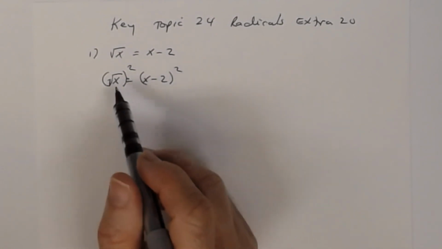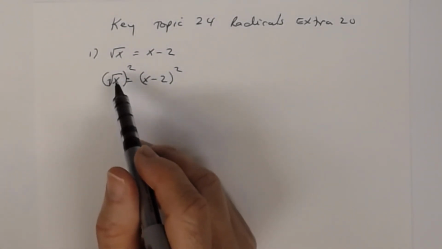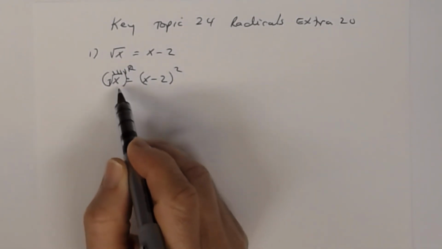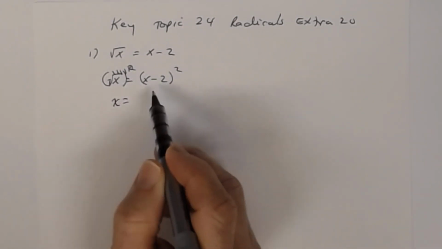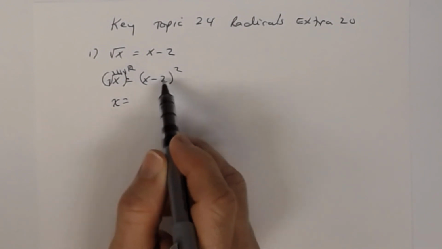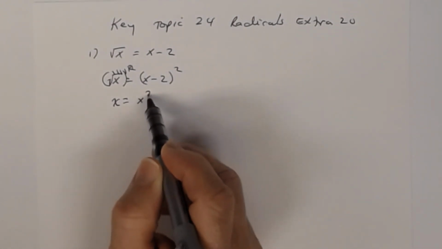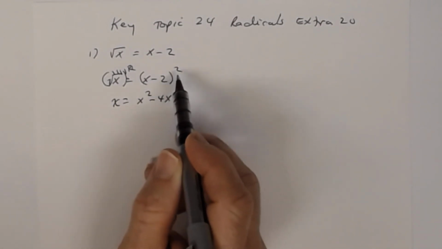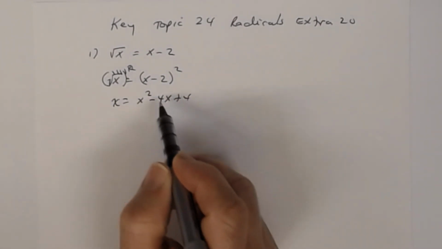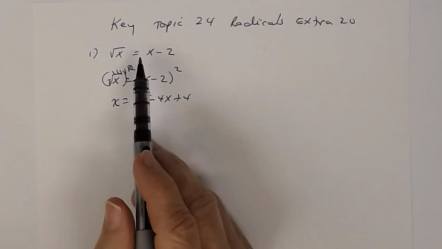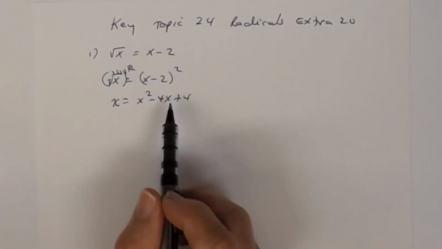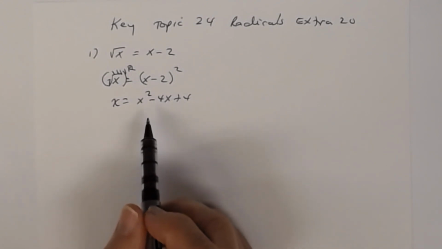So we simplify. We have the square root of x squared, which means the square root and the square are inverse operations, so you're left with x. Then you FOIL this out. You get x squared, the outer and inner give minus 4x, and the last squared is plus 4. Notice I went from a square root equation to a quadratic equation. Now you've got to solve this quadratic equation.